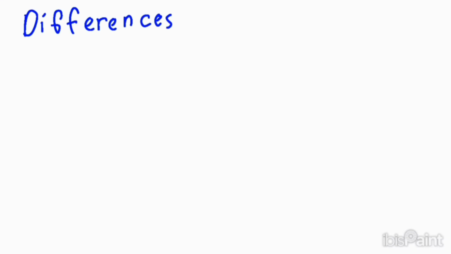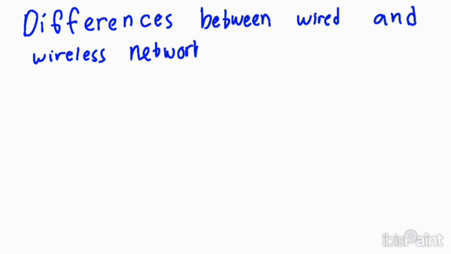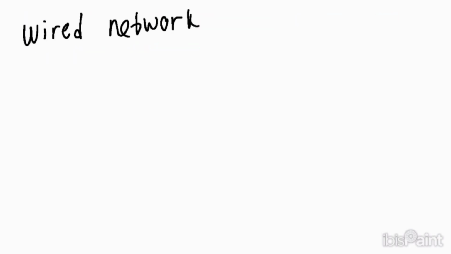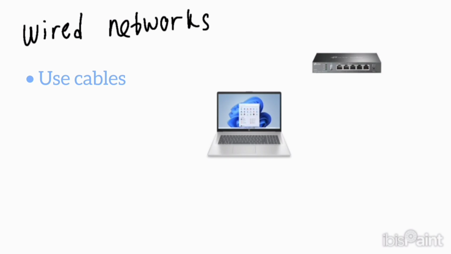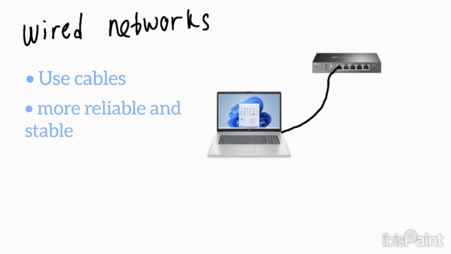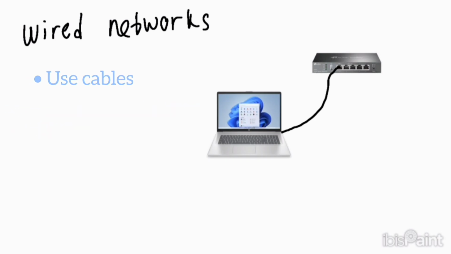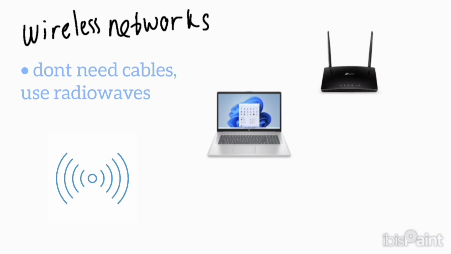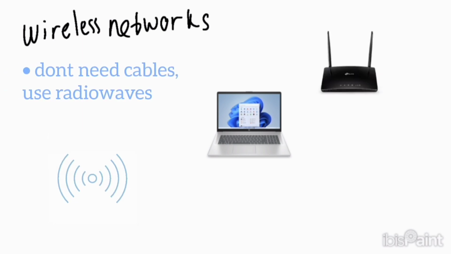So let's look at the differences between wired and wireless networks. Wired networks use cables to connect devices. They're generally more reliable and stable. On the other hand, wireless networks don't need cables. They use radio waves to connect devices to a router or access point.